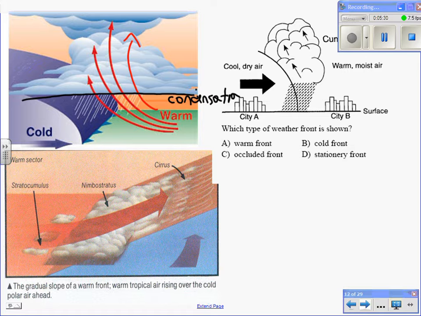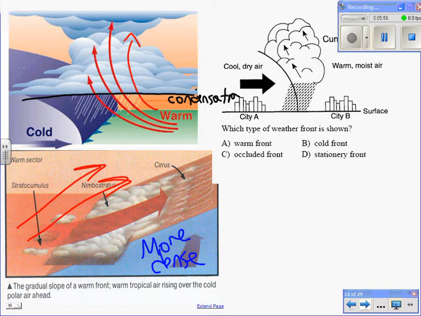Here we have down below the picture of a warm front. Now, in this case, the warm air is overriding the cold air. In this case, the warm air can't push out the cold air because, again, cold air is more dense. Warm air is less dense, so it's going to rise on top. But again, being rising air, it's going to cool, condense, and form clouds.